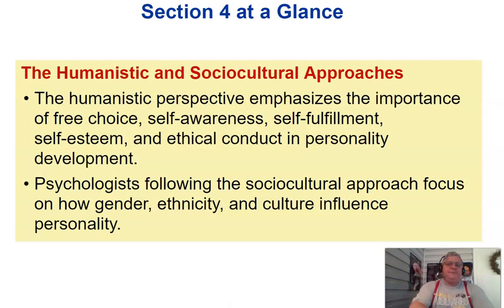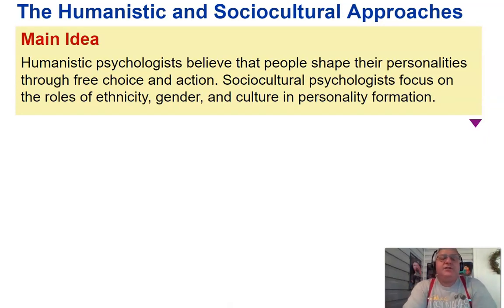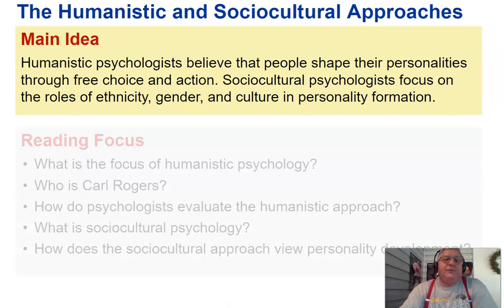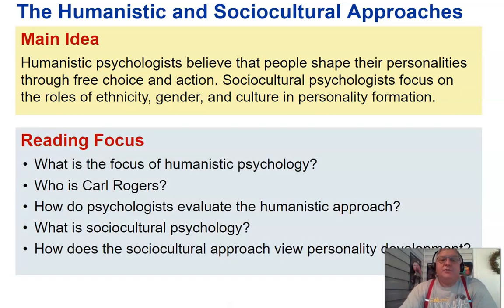Section 4, the humanistic and sociocultural approaches. The humanistic perspective emphasizes the importance of free choice, self-awareness, self-fulfillment, self-esteem, and ethical conduct in personality development. Psychologists following the sociocultural approach focus on how gender, ethnicity, and culture influence personality. So the main idea of this section is that humanist psychologists believe that people shape their personalities through free choice and action. Sociocultural psychologists focus on the roles of ethnicity, gender, and culture in personality formation.